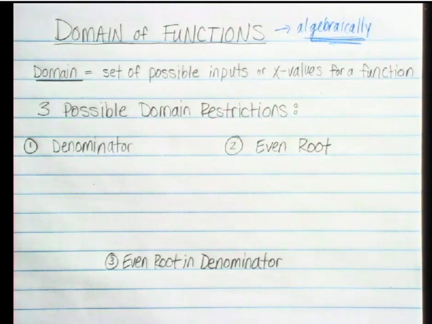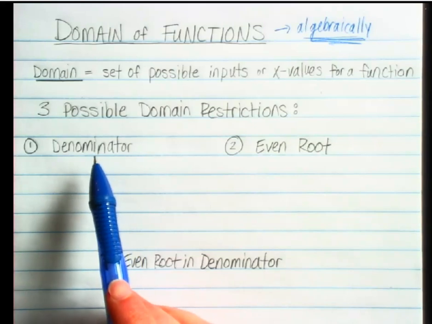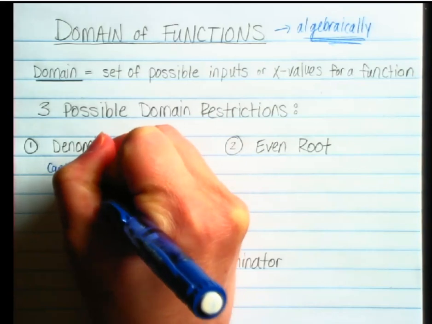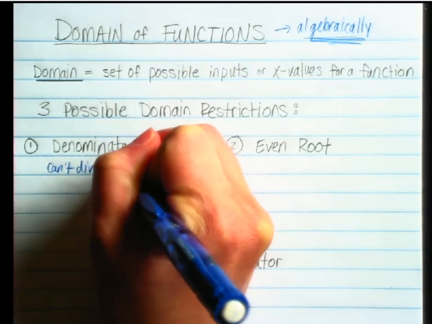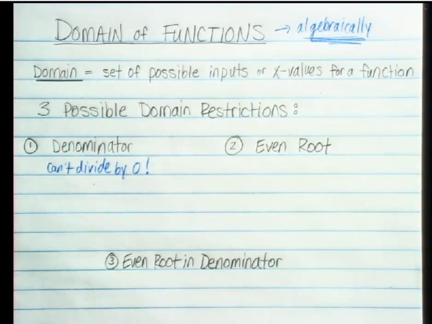Up till now, we've actually only learned about 3 possible domain restrictions, just based on the functions that we've learned. One of the domain restrictions has to do with the denominator, and that is that you're not allowed to divide by 0. So if there's ever a function that has x in the denominator, then whatever is in the denominator, you would set it not equal to 0 and solve, and that would tell you what values are not part of your domain.